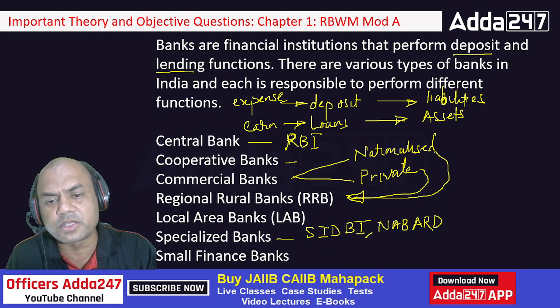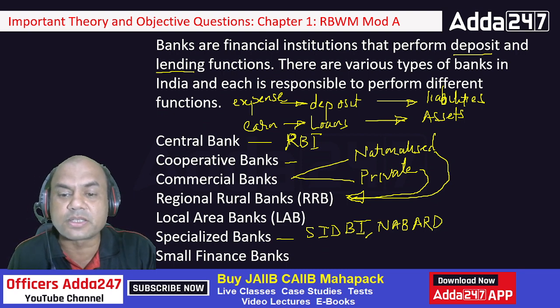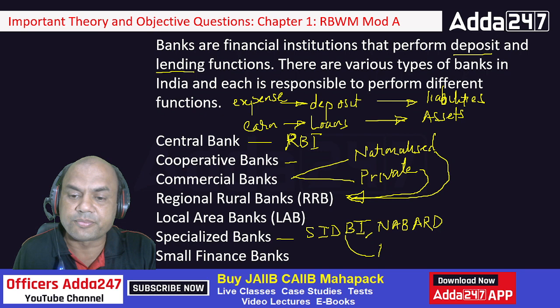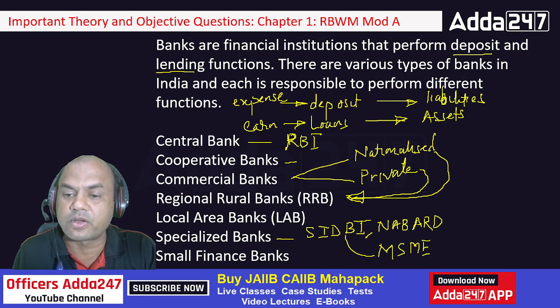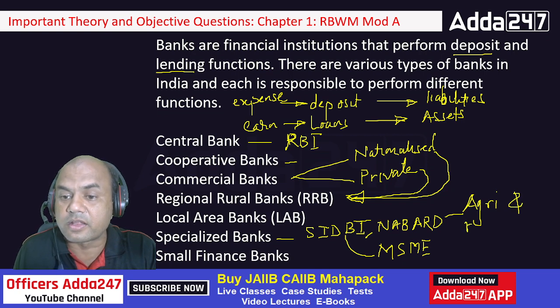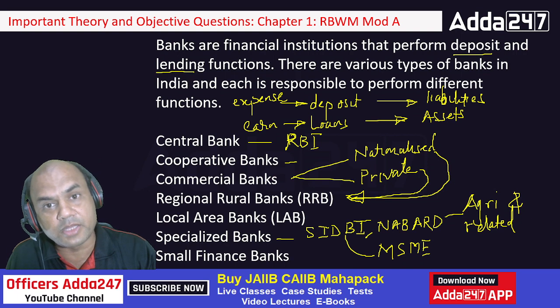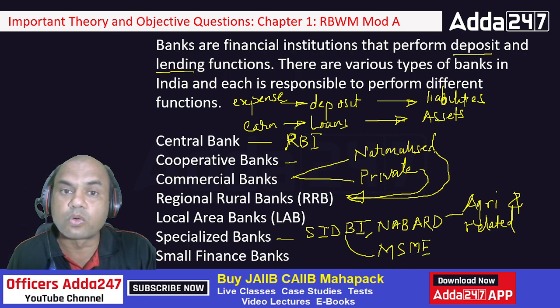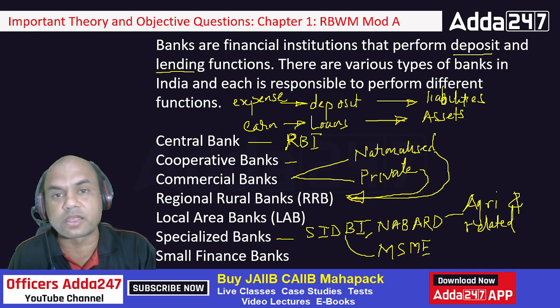What do you mean by small industrial development? It means MSME, we call it. SME, right? That is MSME. And NABARD is for agri. Agri and related, not only agri, because related is also an important word. There are many industries in India which are not agri but are related to agri.